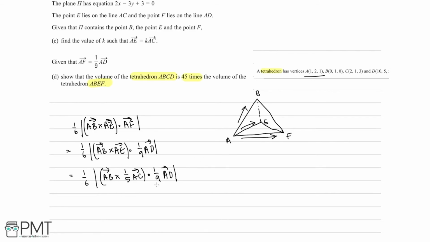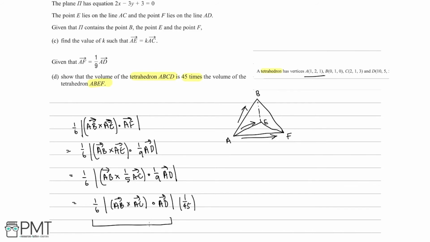Now, because 1 over 5 and 1 over 9 are just scalars, we're able to take them out of our cross product and our scalar product in order to give you 1 over 6 multiplied by AB cross AC dotted with AD, and this is multiplied by 1 over 45 because 1 over 5 multiplied by 1 over 9 is 1 over 45. And if you notice from the calculation that we did from part B, this is our formula for the volume of our tetrahedron.